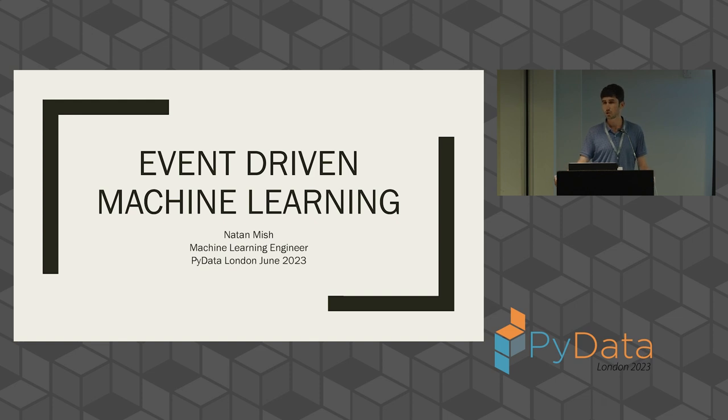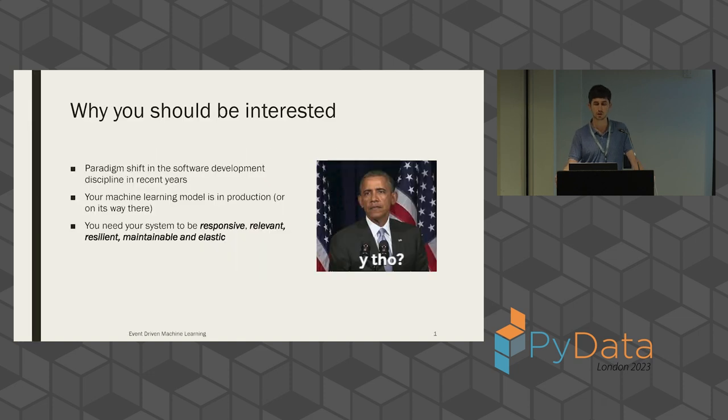Alright, so why should you be interested in event-driven machine learning? In recent years, there has been a paradigm shift in the software development discipline, and I believe it's time to also bring that into the machine learning world. You probably have a machine learning model in production or on its way there, and you want your system to be responsive, relevant, resilient, maintainable, and elastic. And I did not come up with these words myself. I will explain later on where they came from.